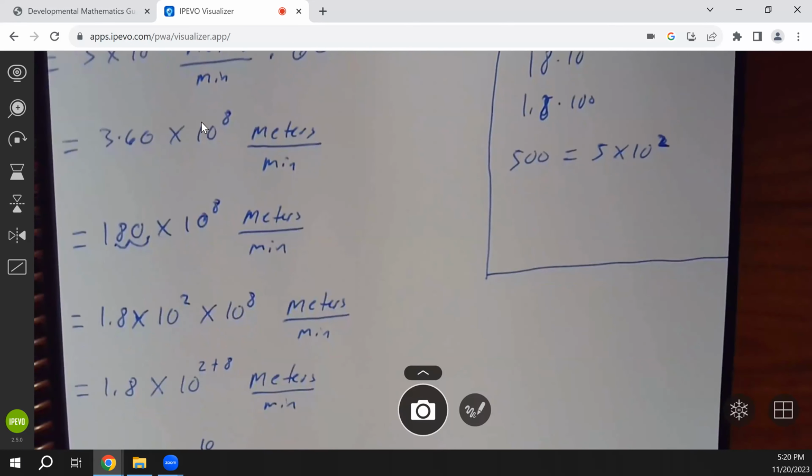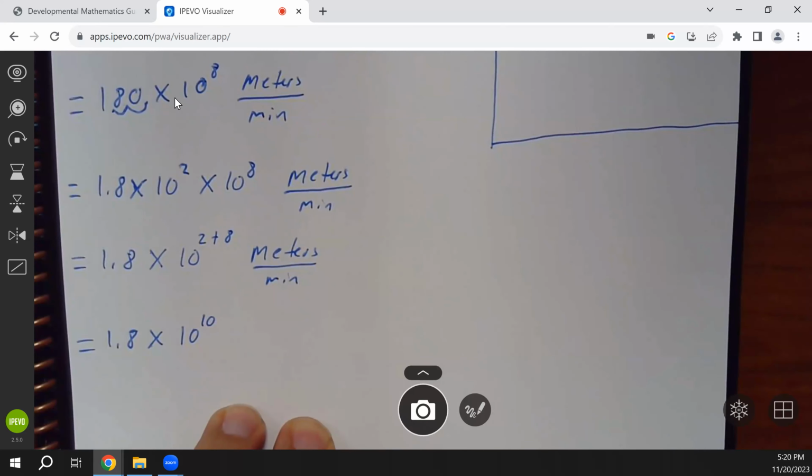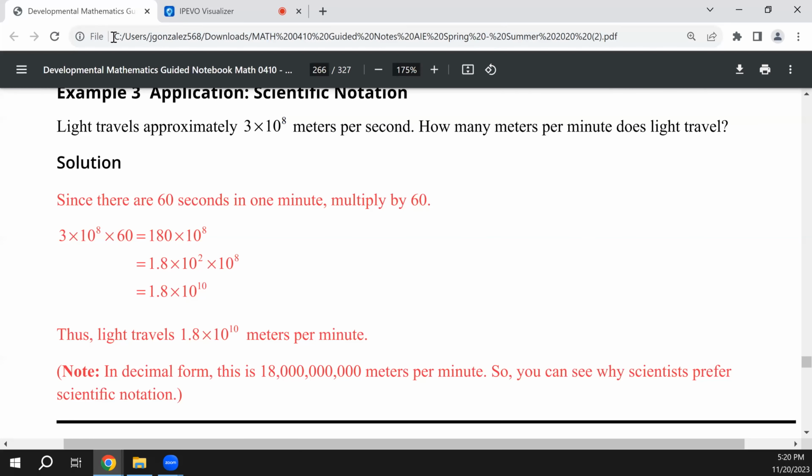Does that make sense? So there's two ideas here that we talked about at the same time. They didn't really explain that here. I just want to give you some more details. But what they said was, well, since there's 60 seconds in 1 minute, just multiply by 60. So that gave us that 180.